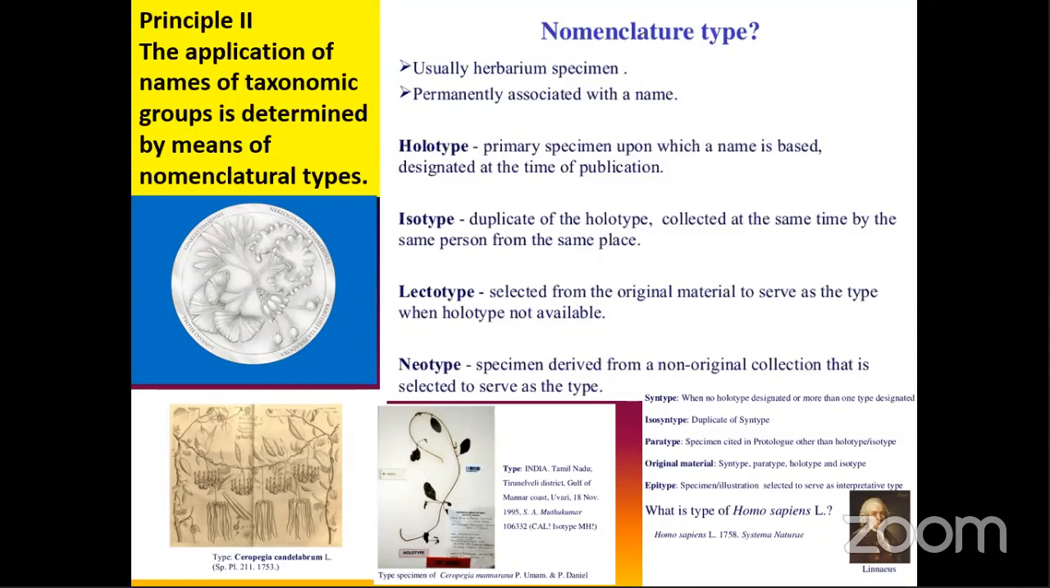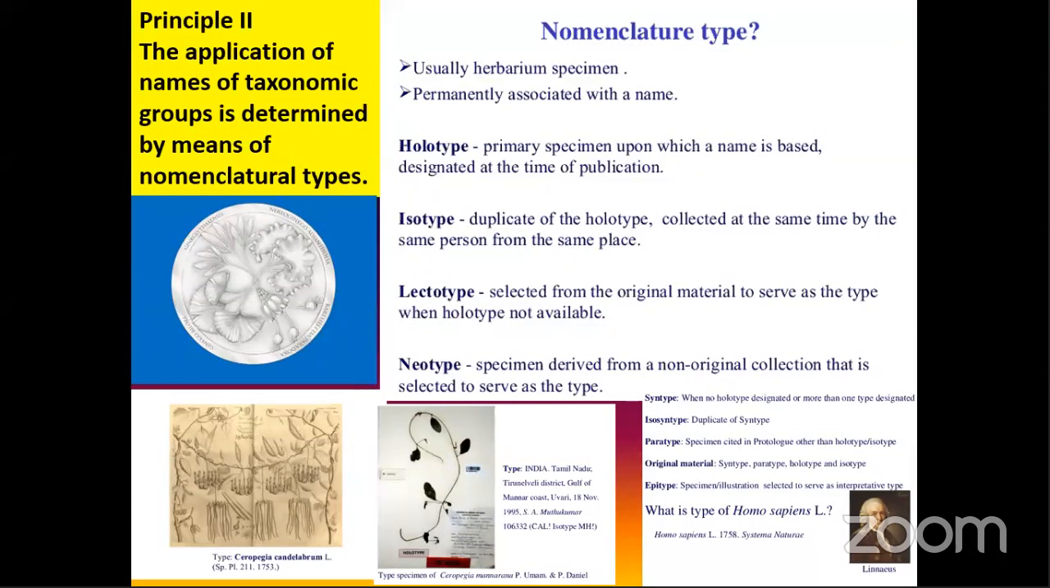And lectotype: suppose the above two types are missed, replaced, or destroyed, we have to go for any one old collection of the same plant, which may be designated as a lectotype. And neotype means all other type specimens are completely destroyed. We have to collect the same plant, trying to collect from the same place, and that may be designated as a neotype.